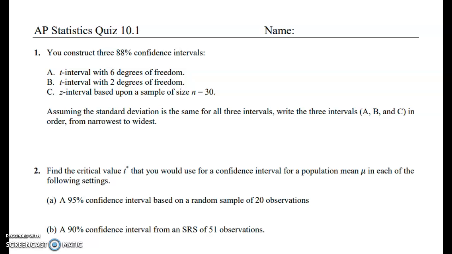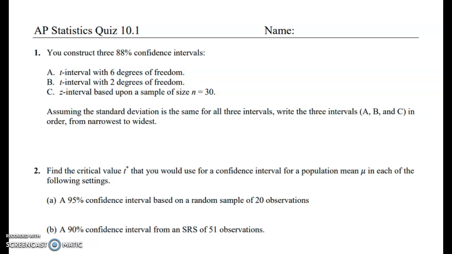However, there are some different features that were mentioned in the last video, such as how do we find that critical value when we're dealing with means, and really this question one, how do you look at the intervals differently? So question one on this quiz says you construct three different 88% confidence intervals. And we see that we have A, B, and C listed here.